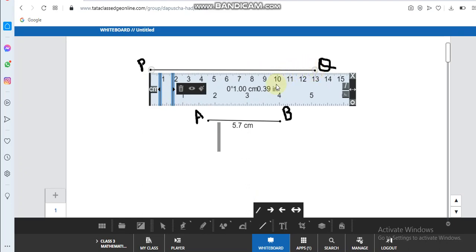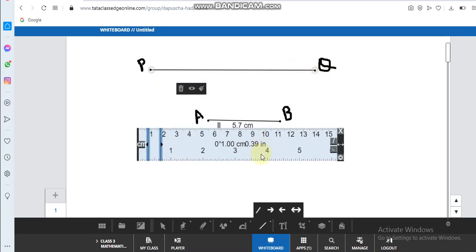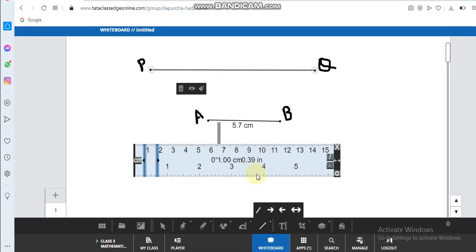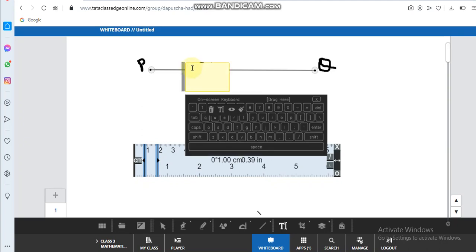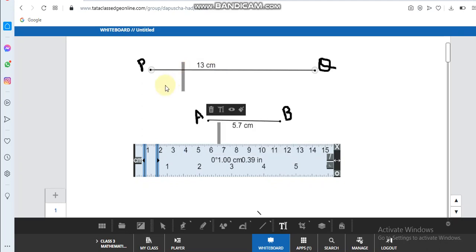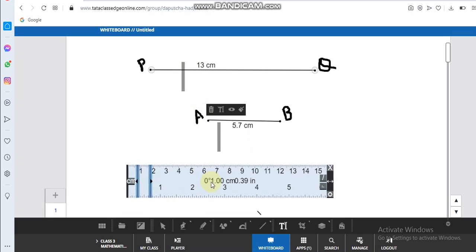Okay, so this is line segment of 13 centimeter. So you have to write it also. So this is line segment of 13 centimeter and the name is PQ. Next 9.2 centimeter. So let us draw that also.